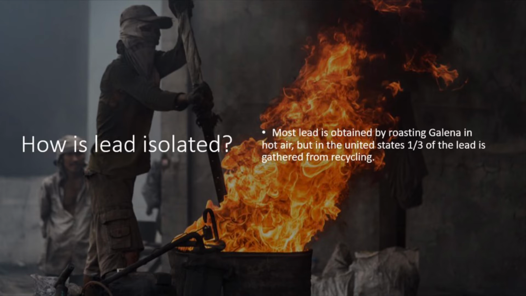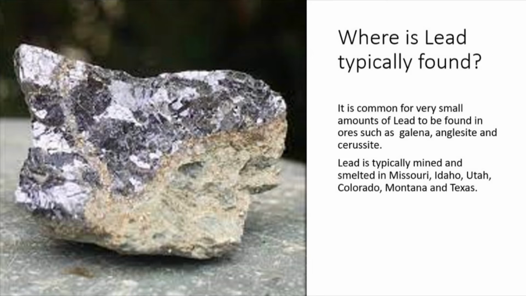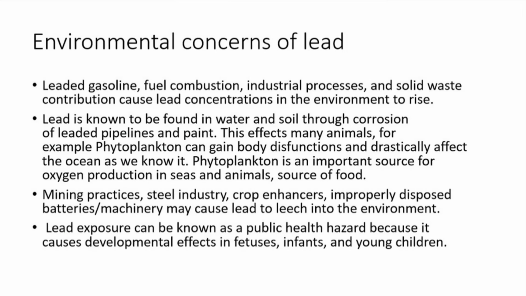How is lead isolated? Most lead is obtained by roasting galena in hot air, but in the United States, 1/3 of the lead is gathered from recycling. Where is lead typically found? It is common for very small amounts of lead to be found in ores, such as galena, anglesite, and cerussite. Lead is typically mined and smelted in Missouri, Idaho, Utah, Colorado, Montana, and Texas.